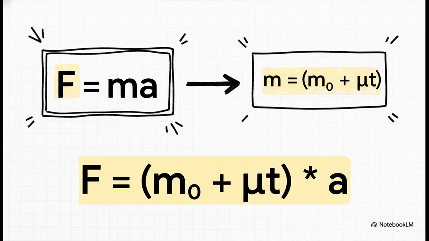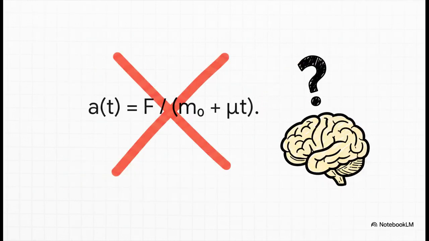So the next logical step seems to be, okay, let's just take our good old friend F equals ma and plug in our new expression for mass. So the force F is equal to our total mass, m0 plus mu t, all of that times the acceleration, a. And if we just rearrange that to solve for acceleration, we get this: a equals F divided by m0 plus mu t. And you know what? It looks plausible. It makes sense that as the mass goes up, the acceleration goes down. But this is wrong. It's missing a huge piece of the puzzle.